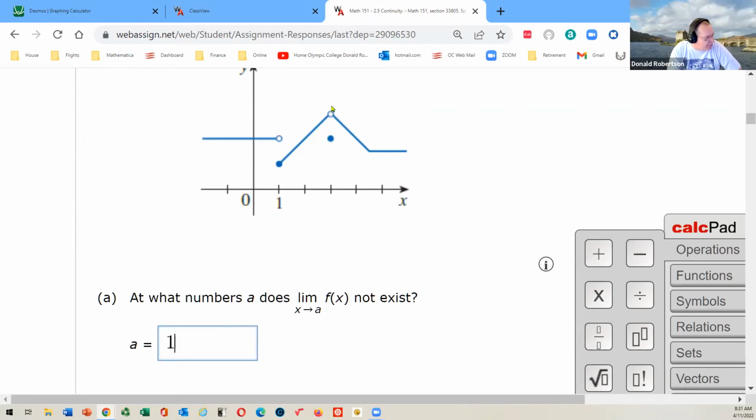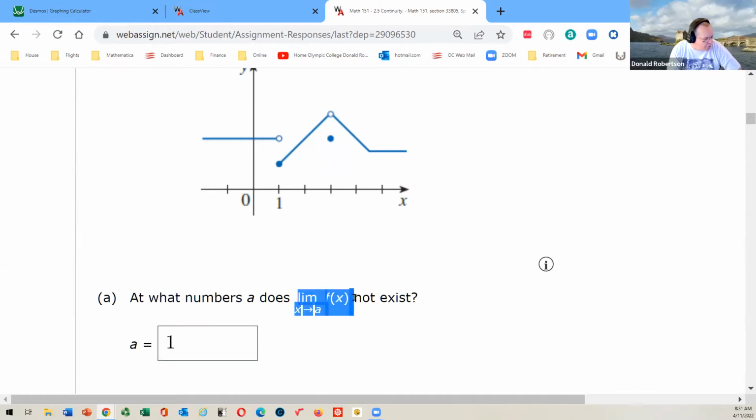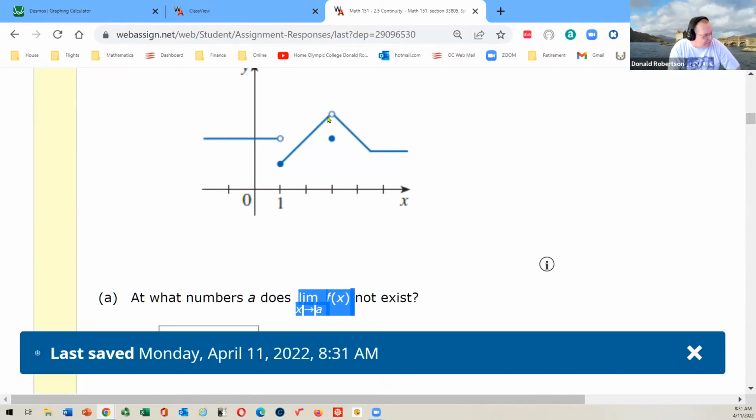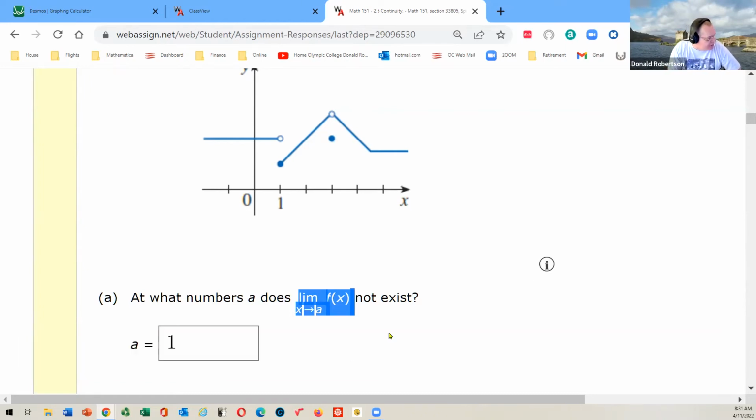Now, the other place where there's a discontinuity was x equals 3. Does the overall limit exist? Yes. The overall limit is the value that the function's trying to become. It doesn't need to make it, right? There can be a hole there and it's still got an overall limit. There can even be a dot somewhere else and it can still have an overall limit. So that's the only place in this diagram, at least, where the overall limit does not exist.